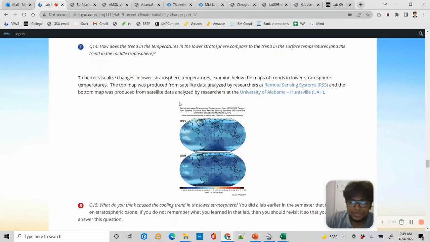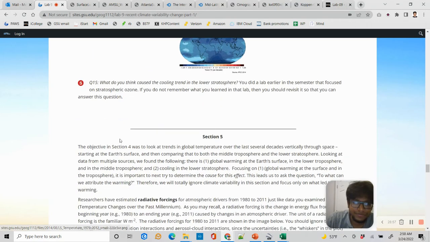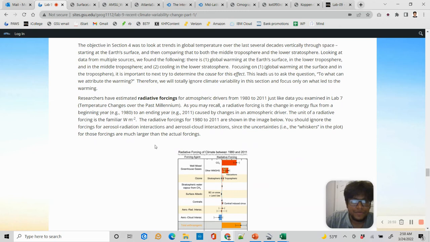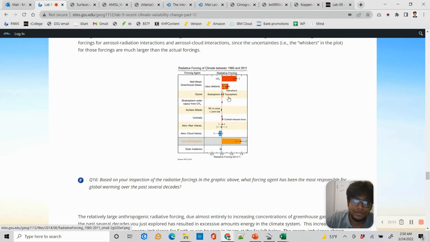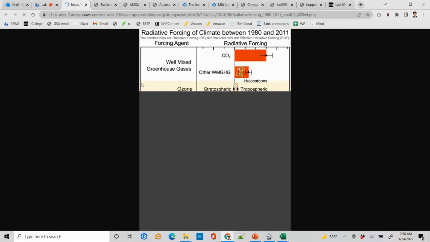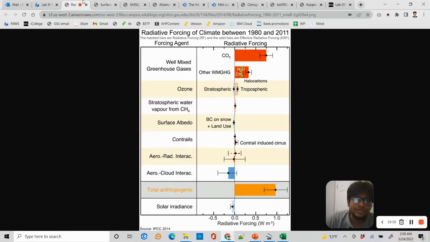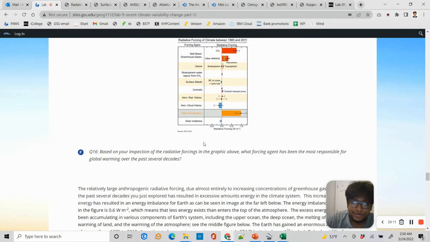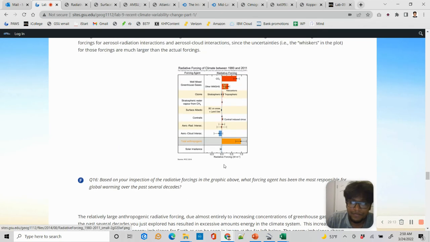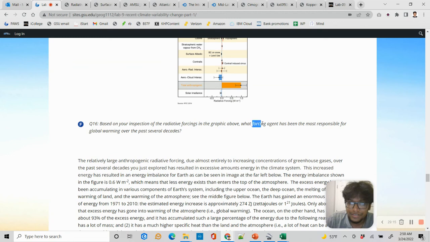Just follow the description. We will be able to answer question 15 as well. So then there comes the question of radiative forcing. Then there is a graph, a diagram about the radiative forcing. So the next question is asking you, based on your inspection of the radiative forcing in the graphic above, what forcing agents? The question is asking about the forcing agents.